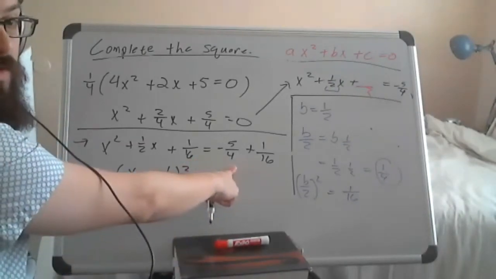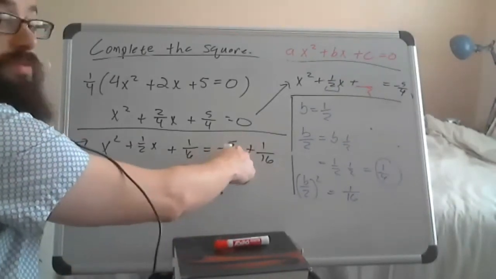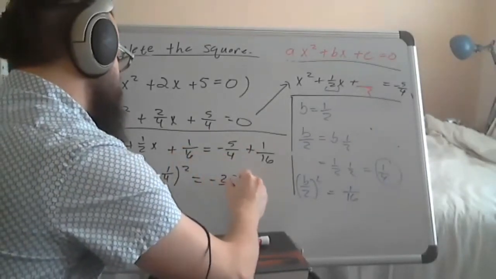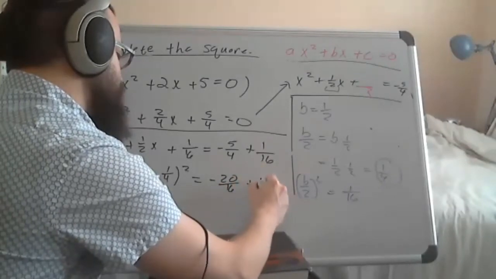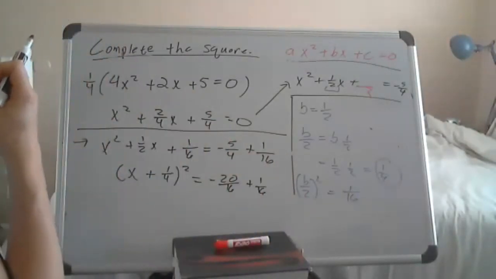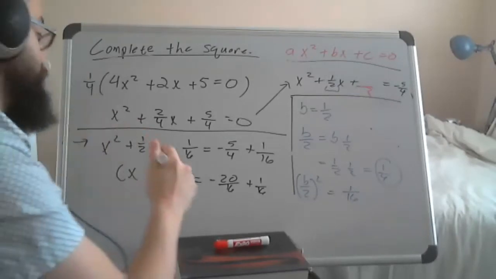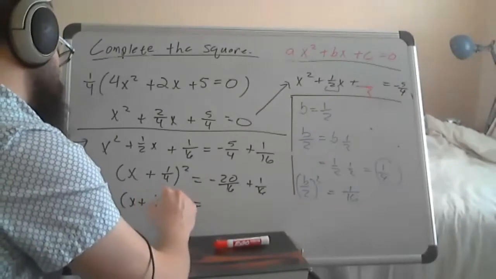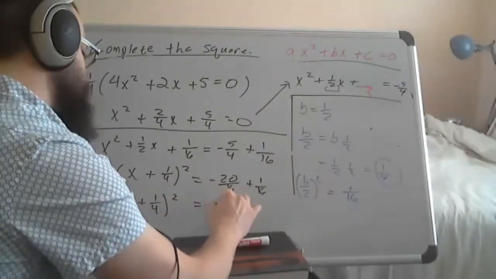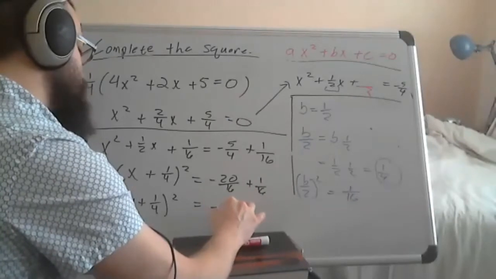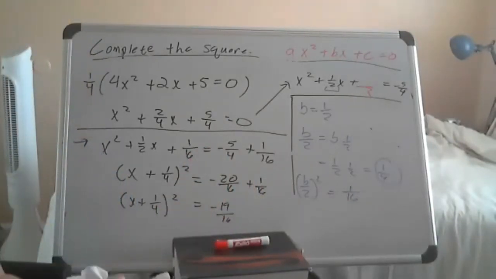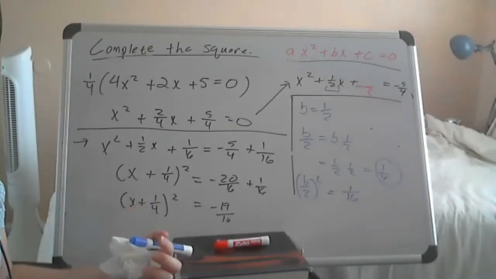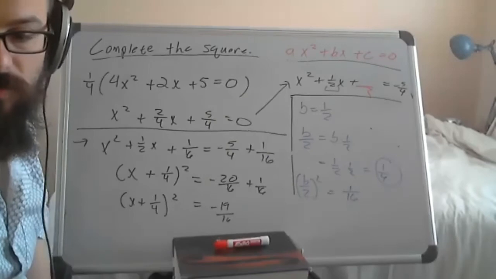Looking over on this side, though, we need common denominators. Multiplying top and bottom of this guy by 4, we get negative 20/16 plus 1/16. So what we're dealing with now is x plus 1/4 quantity squared equal to negative 19/16, 1 minus 20. And as you can see, we're right at the precipice of solving for this completely.